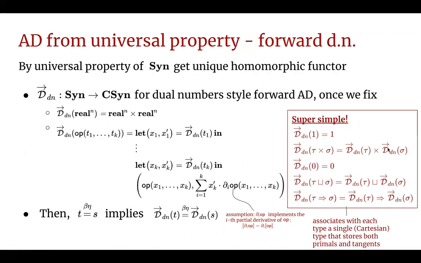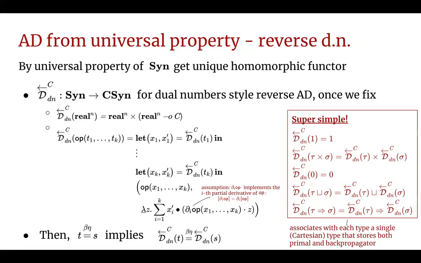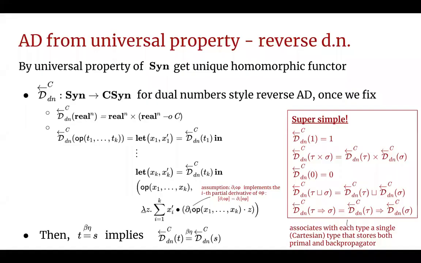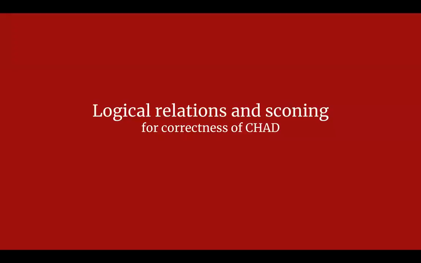So the derivative of a product is just the product of the derivatives. Derivative of a coproduct is the coproduct of the derivatives. The derivative of a function type is the function type of the derivative functors. Right, so this dual numbers AD is really much simpler than a non-dual numbers AD. And we can do something similar for reverse mode dual numbers AD. Right, and the formulas are largely the same as for forward mode dual numbers AD. Okay, so these are how you derive the definitions of AD from category theory.